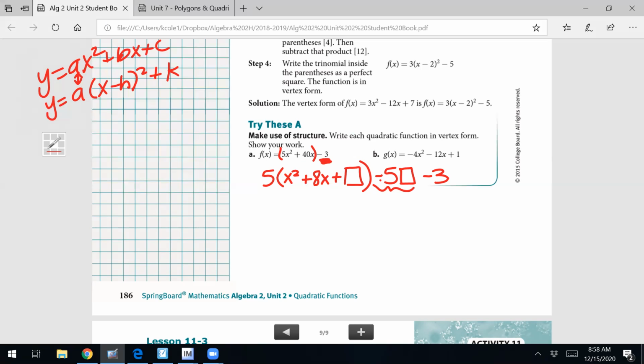Now, how do I get what goes into the box? B divided by 2 squared. What is B in this situation? 8. So we've got 8 divided by 2 squared. What's 8 divided by 2? 4. 4 squared is 16 goes in this box and 16 goes in that box.